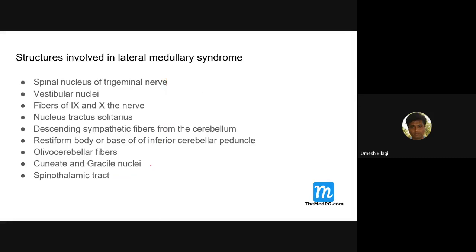Why? I told you that the spinothalamic tract crosses inside the spinal cord and then starts ascending, whereas the posterior column goes up to the medulla oblongata, and then they cross. That's why the spinothalamic tract, which carries the sensations of pain, temperature, and crude touch, is lost on the opposite side.